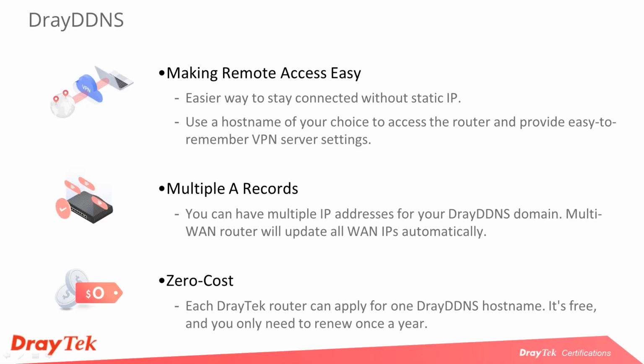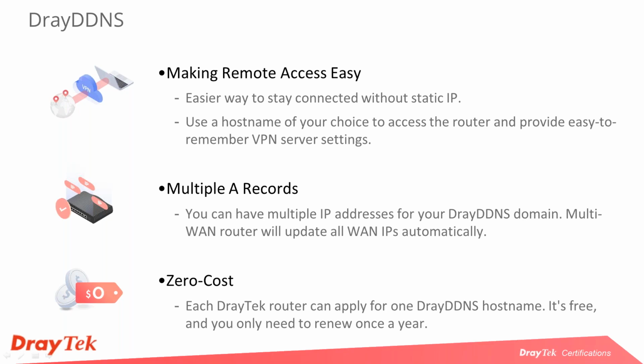DrayDDNS. So just a quick slide on that. You don't need to use any other provider's DDNS service. You can use DrayTek's own. They provide this service. It's particularly helpful where you've got a dynamic IP, so your IP isn't fixed. And if you want to use that in VPN, for example, you can use DrayDDNS.